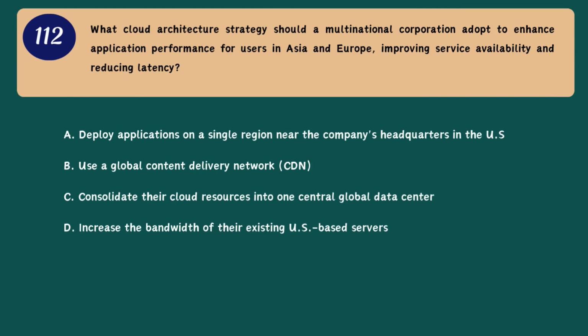Question 112. What cloud architecture strategy should a multinational corporation adopt to enhance application performance for users in Asia and Europe, improving service availability and reducing latency? A. Deploy applications on a single region near the company's headquarters in the US. B. Use a global content delivery network. C. Consolidate their cloud resources into one central global data center. D. Increase the bandwidth of their existing US-based servers.